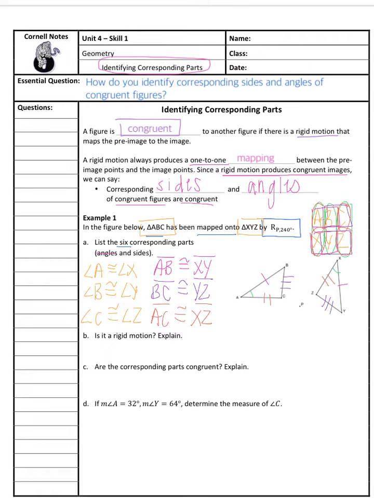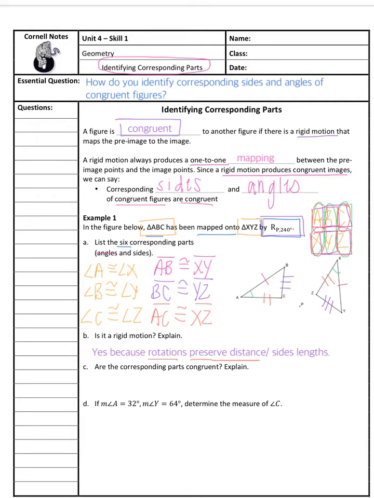So the next question says, is it a rigid motion? Explain. So if we think about what was happening, we know it was a rotation around P of 240, and we know rotations do not change the distance or the angle measure, which would make it a rigid motion. So we'd say that yes, because rotations preserve distance or side length. So again, it's really important here that you have two pieces of information in your sentence. You have to identify what transformation is occurring, which is a rotation, and you have to tell what's special about that rotation, which makes it a rigid motion, and it's because it preserves distance or side lengths.